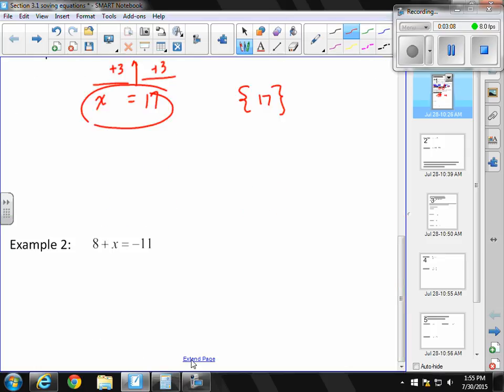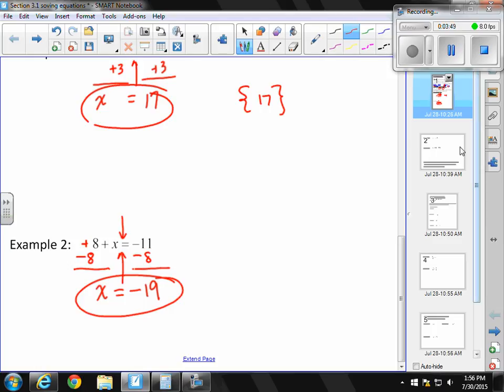Example number 2 says 8 plus x equals negative 11. This is a positive 8, although we don't normally write the sign there. So in order to move 8 to the other side to get the x by itself, we're going to subtract 8 from both sides of the equation. And again, the sides are what's to the left and to the right of the equal sign. If I subtract 8 from both sides, 8 minus 8 is 0 plus x, leaves me with x, equals negative 11 minus 8 is negative 19. And there's our solution to example number 2.